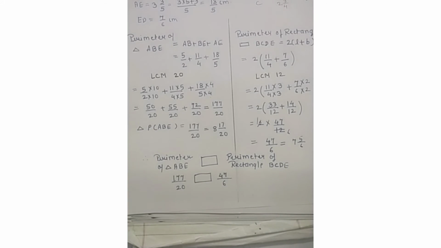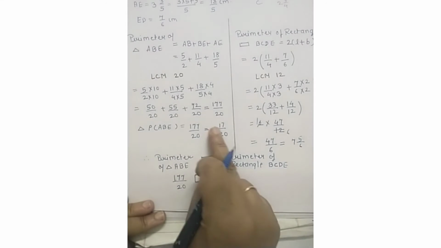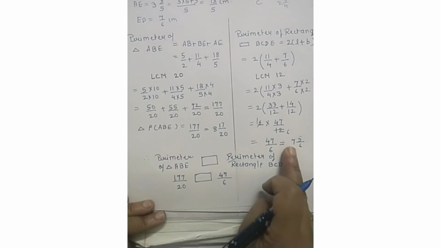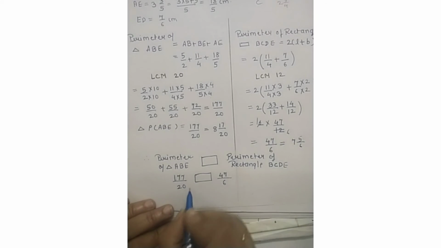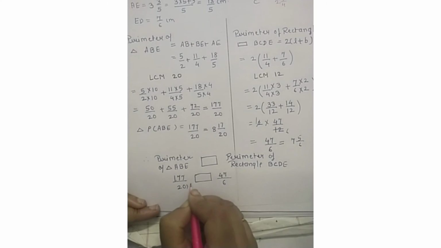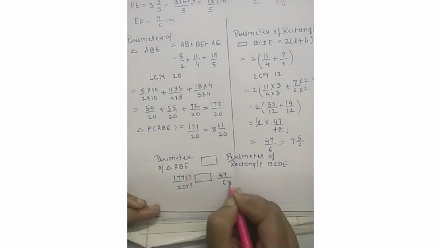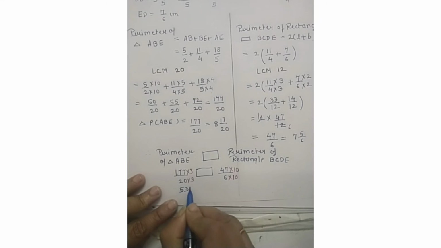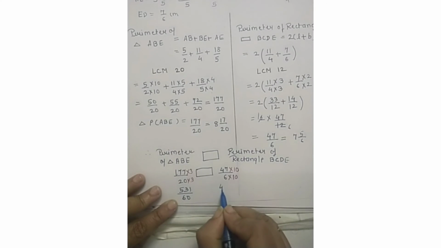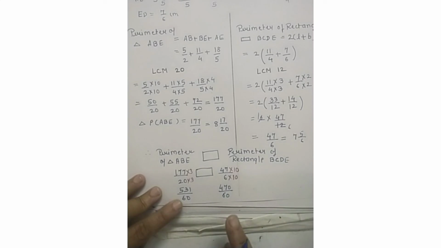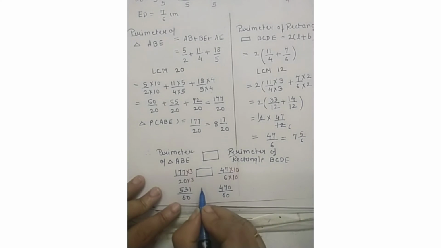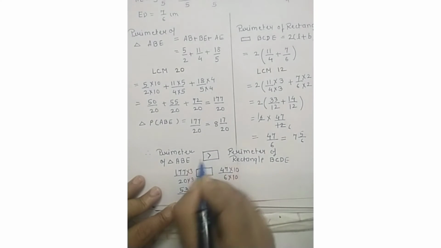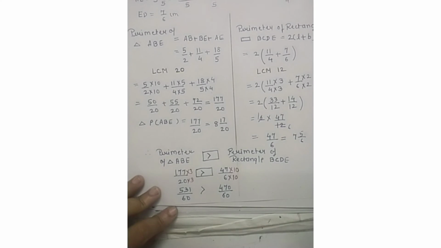So what will be the LCM? Even you can compare from this directly. By comparing we know that 8 is greater and 7 is smaller, but still we will go for the LCM method. I will make the LCM 60. So 177 into 3 is 531 upon 60, and here 470 upon 60. Don't look at the denominator and tell me who is greater. 531. Therefore the perimeter of the triangle is greater than the rectangle.